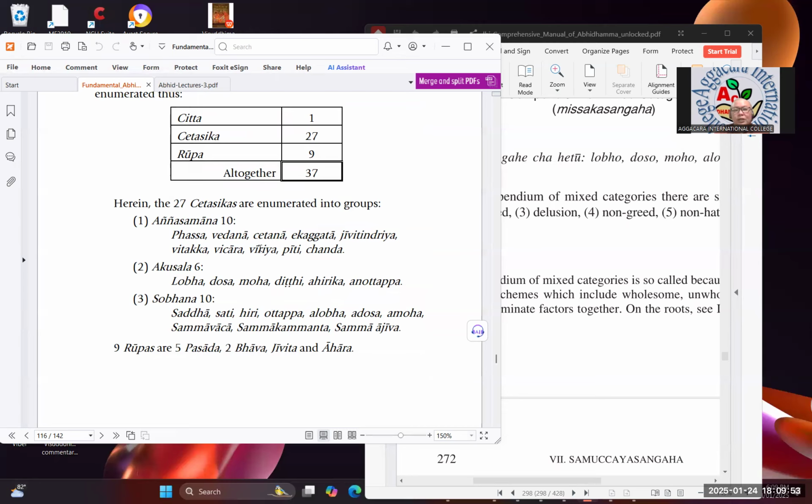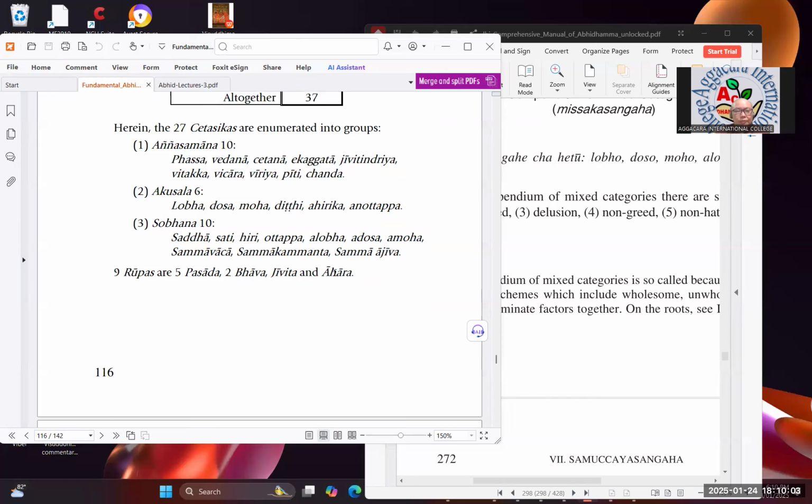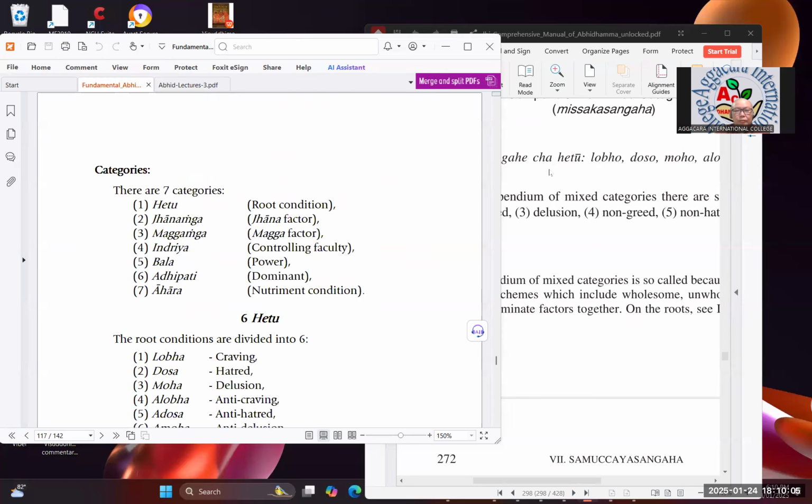All right. So we just leave it like that, because if we are going through the numbers without explanation, you don't know why the numbers come. Right. So we go for the first one. There are 7 categories. Hetu. Remember Hetu, we see in the Patthana, Hetu Paccaya. Then Jhana, anger.